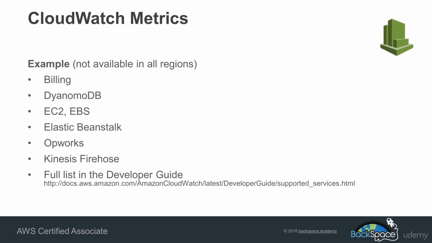So if our costs are going out of control, then it's a really good thing to be able to be alerted to that. So that's something to definitely consider if you are an administrator and you're responsible for a budget, for example. We can look at DynamoDB, EC2, EBS, Elastic Beanstalk, OpsWorks, Kinesis, Firehose streams, and the like. So a wide range of areas where we can use CloudWatch metrics, not just in EC2.